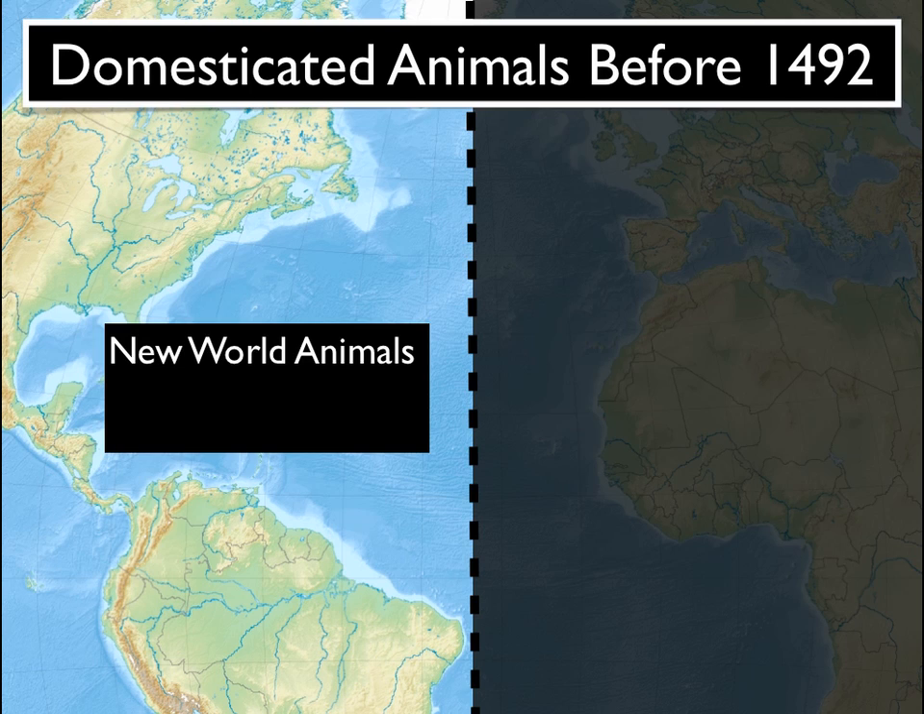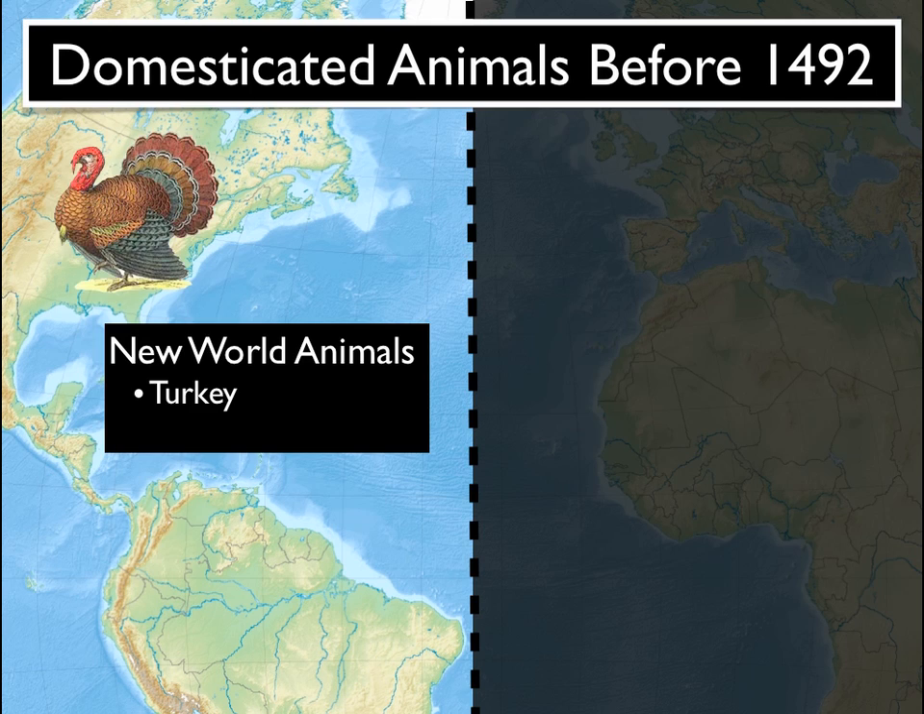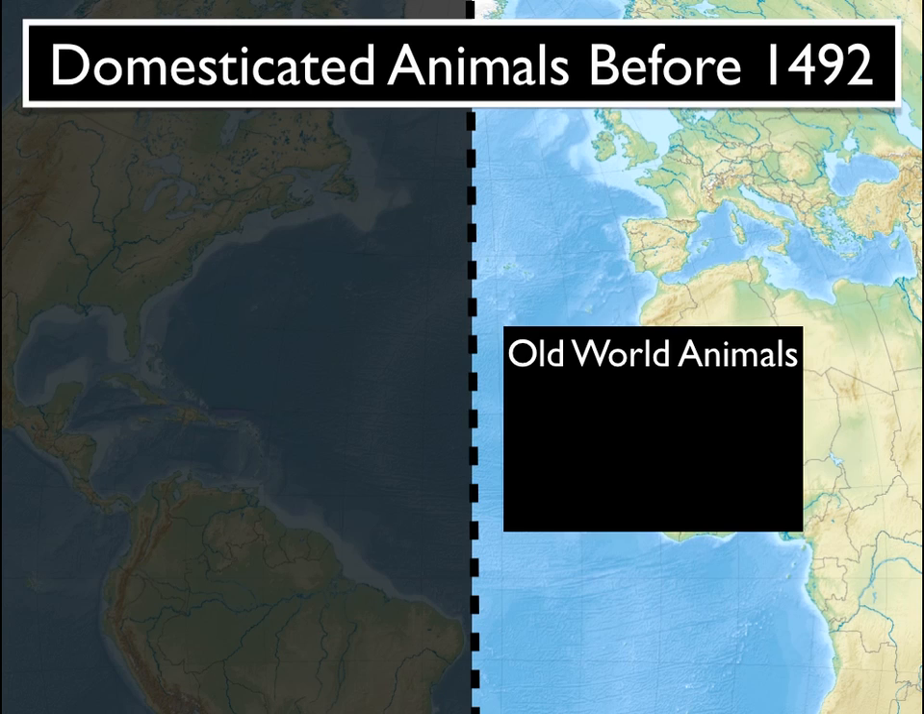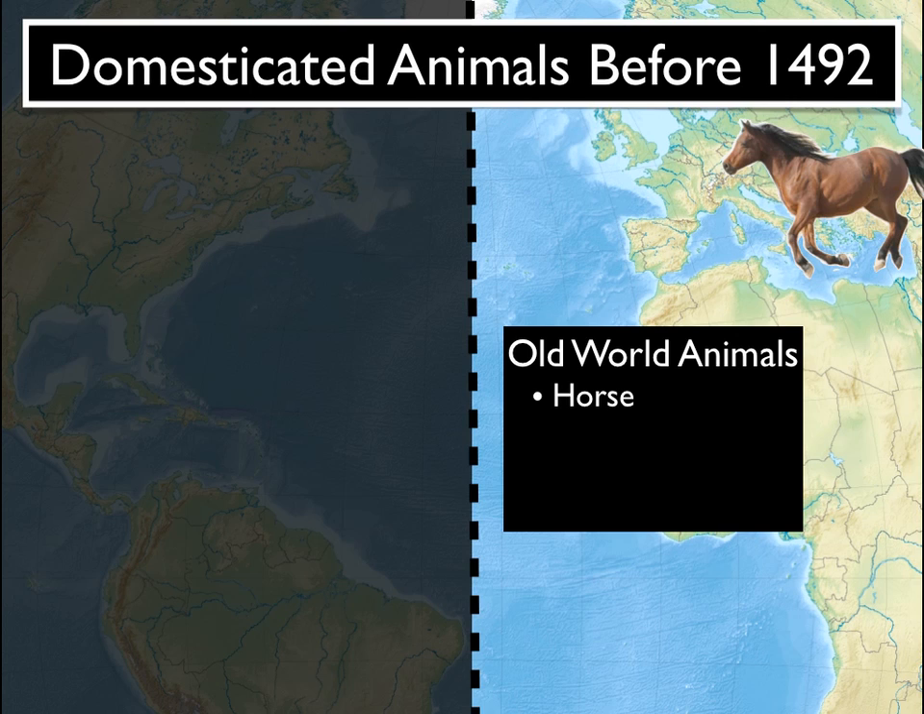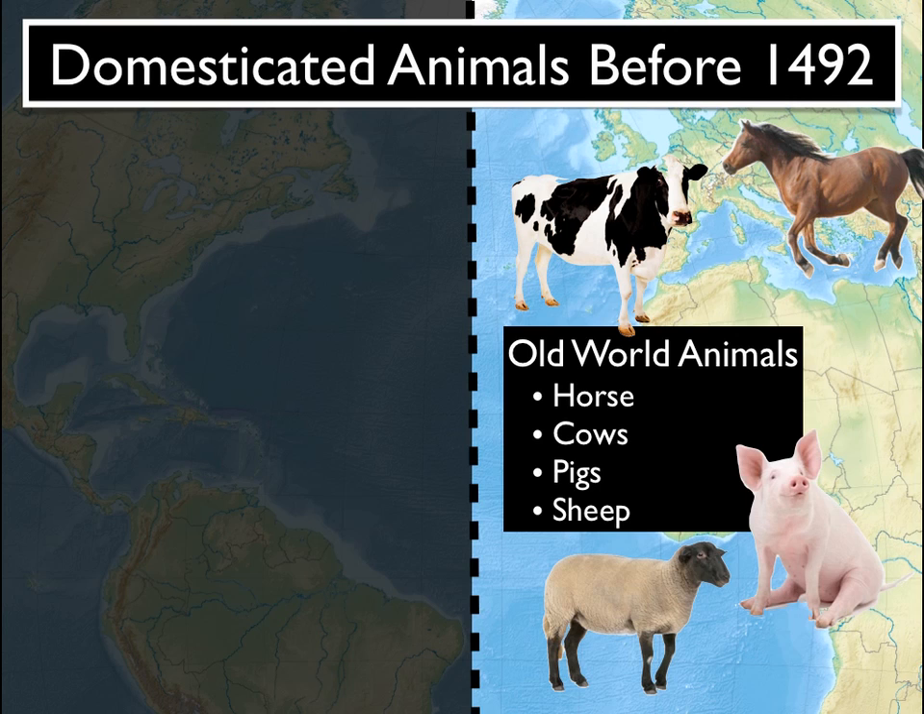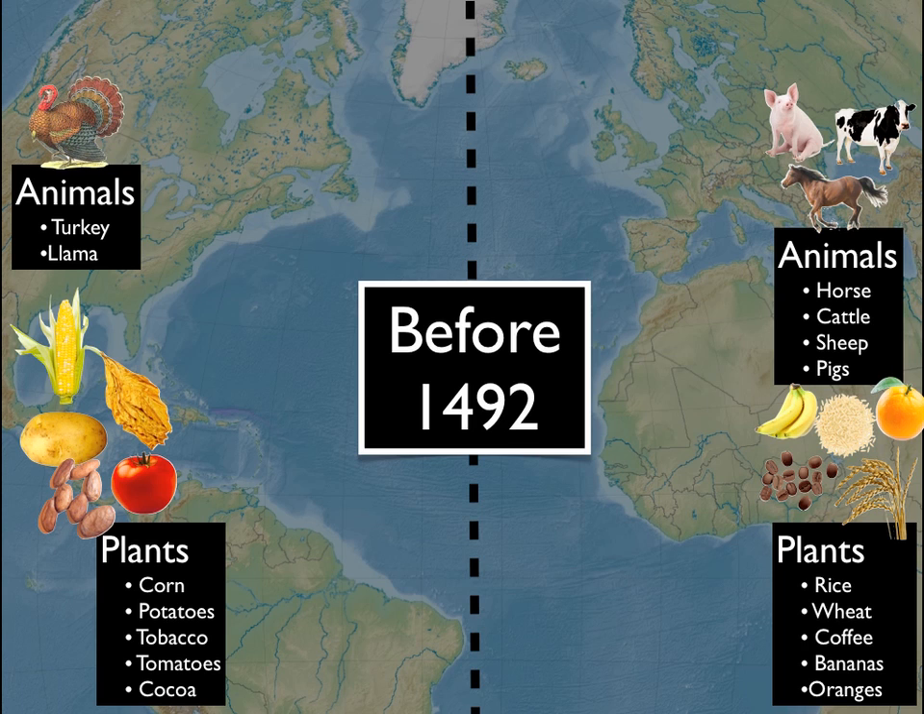The domesticated animals in both worlds were also very different. The Native Americans had domesticated just two animals, turkey and llama. That's it. The Old World was blessed when it came to domesticated animals. Europe, Asia, and Africa had horses, cows, pigs, and sheep. Here is a diagram showing what the plant and animal world looked like before 1492.